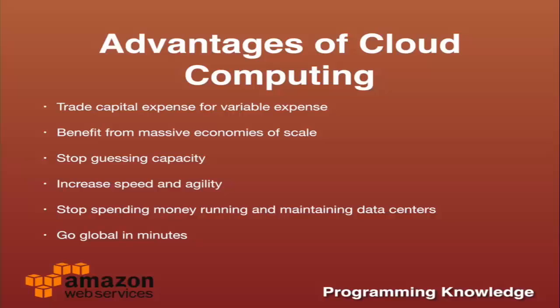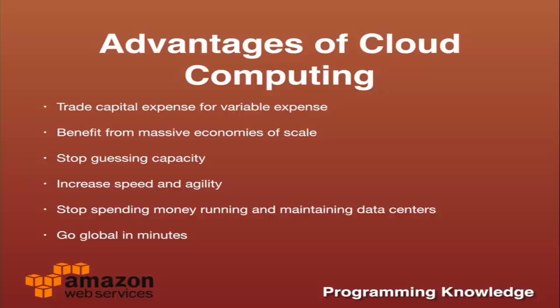The first advantage is to trade capital expense for variable expense. Instead of having to invest heavily in data centers and servers before you know how you are going to use them, you can pay only when you consume computing resources, and pay only for how much you consume. The second advantage is to benefit from massive economies of scale. By using cloud computing, you can achieve a lower variable cost than you can get on your own because usage from hundreds of thousands of customers is aggregated in the cloud. Providers such as AWS can achieve higher economies of scale, which translates into lower pay-as-you-go prices.